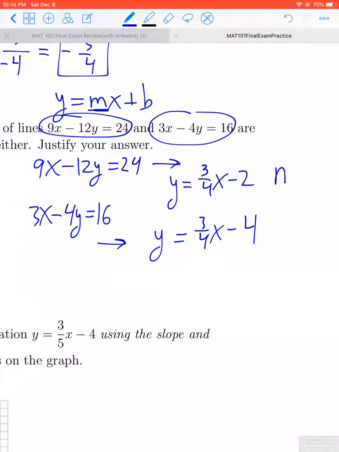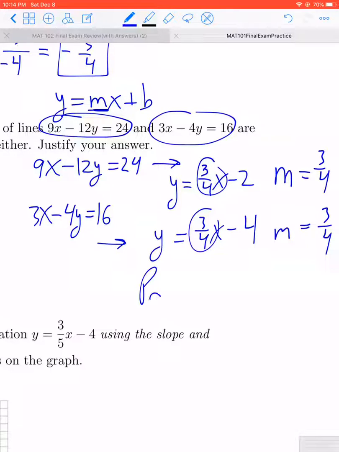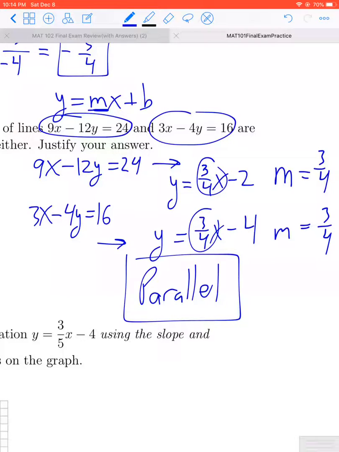So we see that the slope of the first line is 3/4. The slope of the second line is also 3/4. So those two lines have the same slope, and that would mean that they would be parallel. So the two lines are parallel.